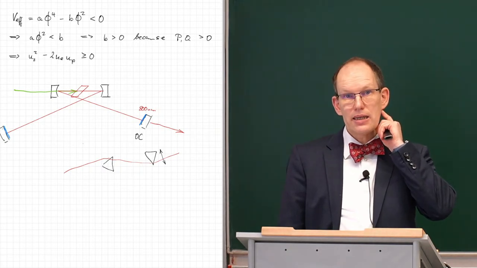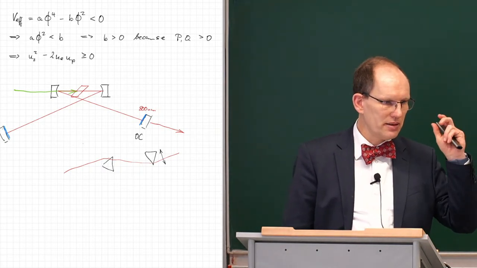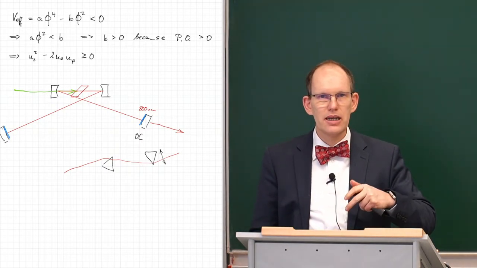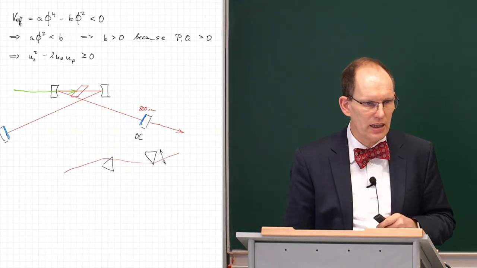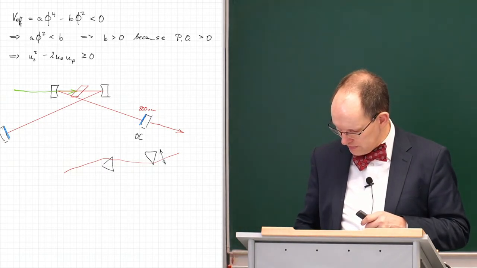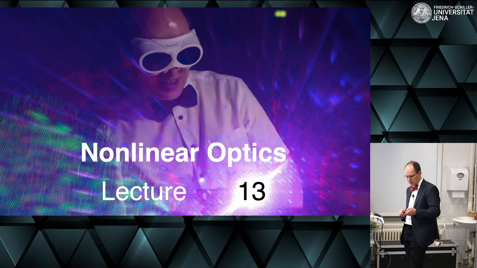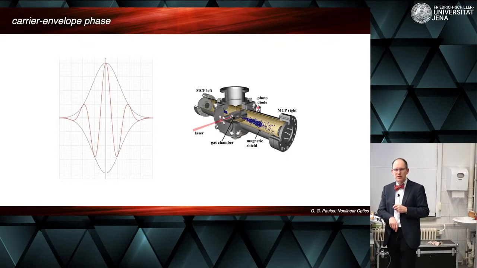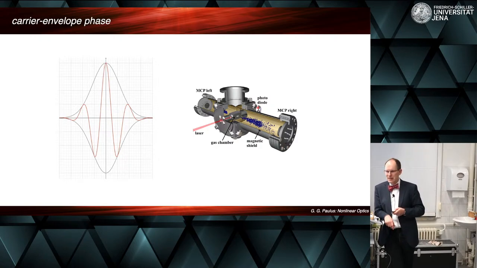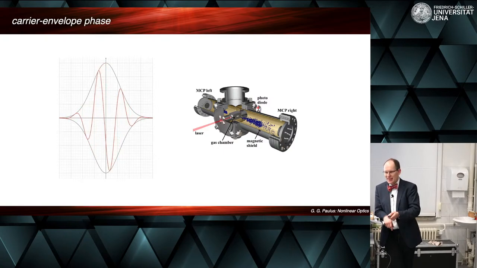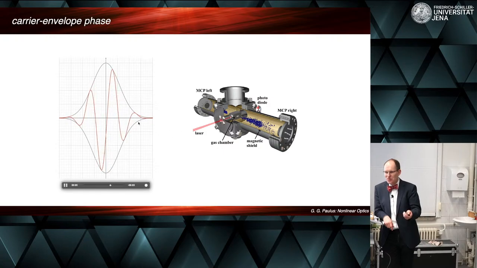So I would like to spend the final 10 minutes or so on introducing a little bit what we are doing in research. I would like to present a little bit of my research. And the first thing is actually a pretty obvious realization or example of what we just discussed, namely that a short pulse consists of an envelope and what we call the carrier, so the optical oscillation.